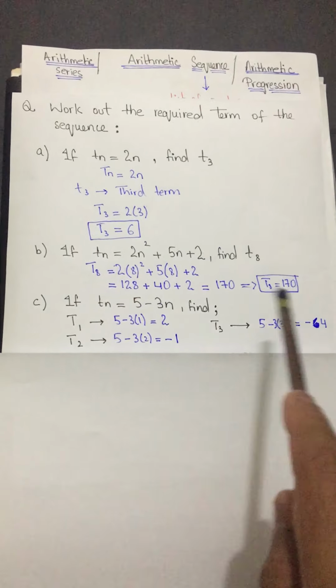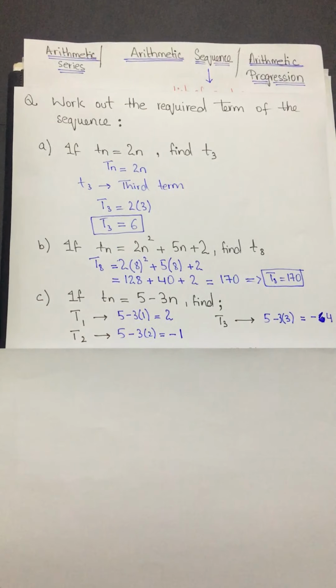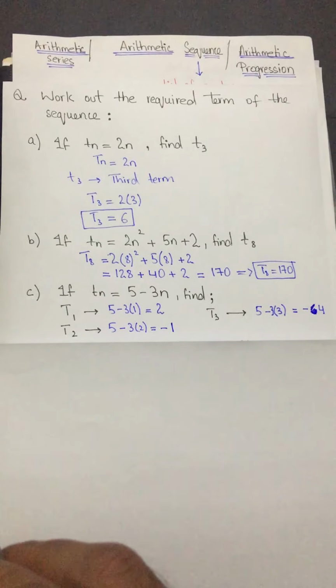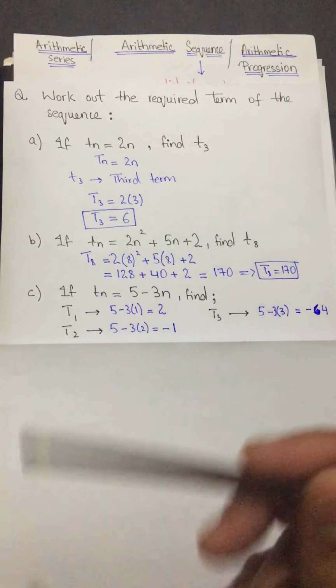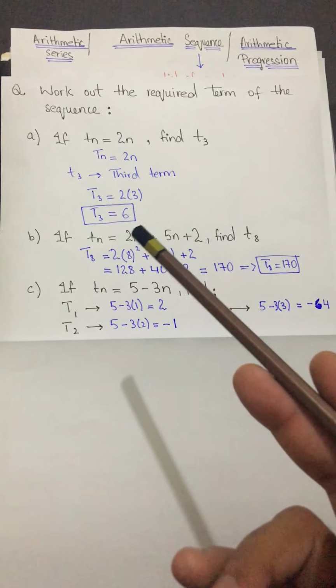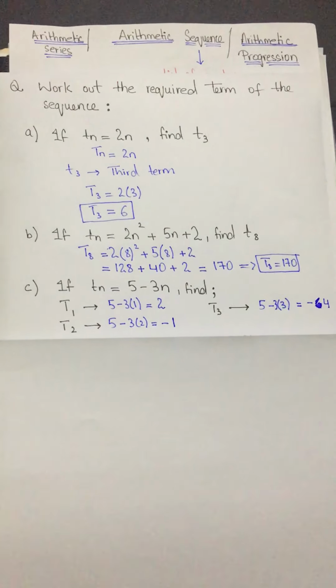So this was a very easy question on arithmetic sequence. You have been given the general term, and you have to find the required term, and you just have to put the value of n in the general term and solve it in order to find the required term.